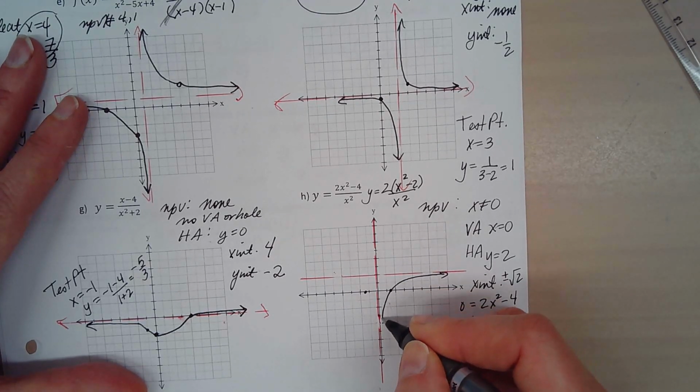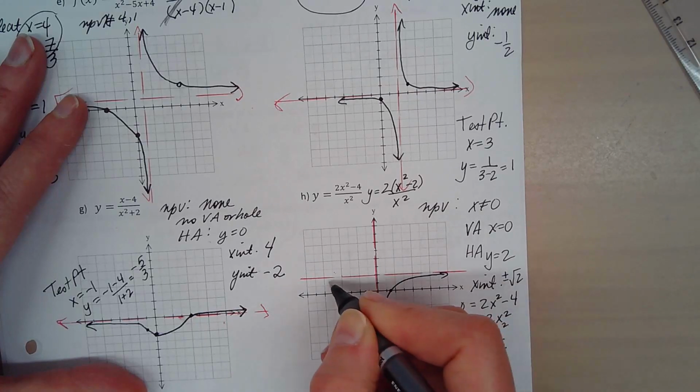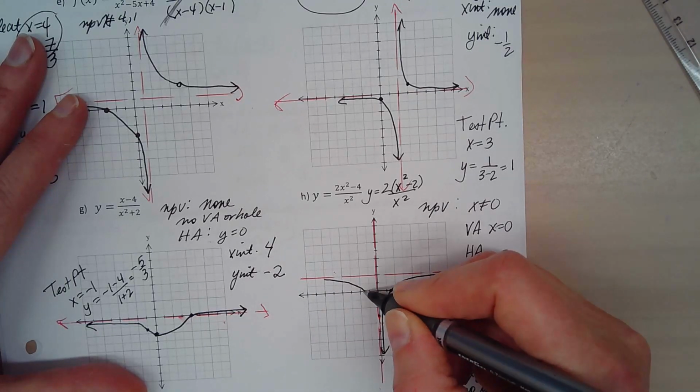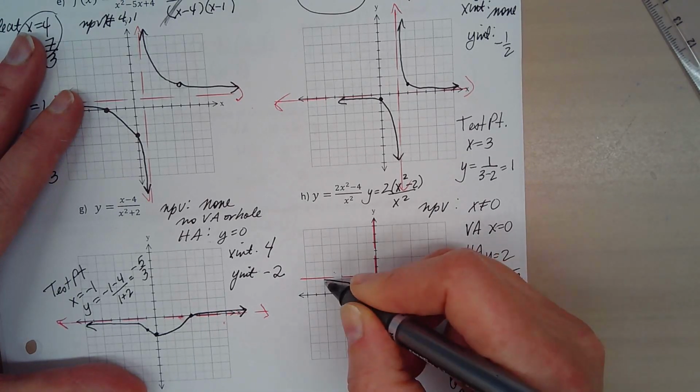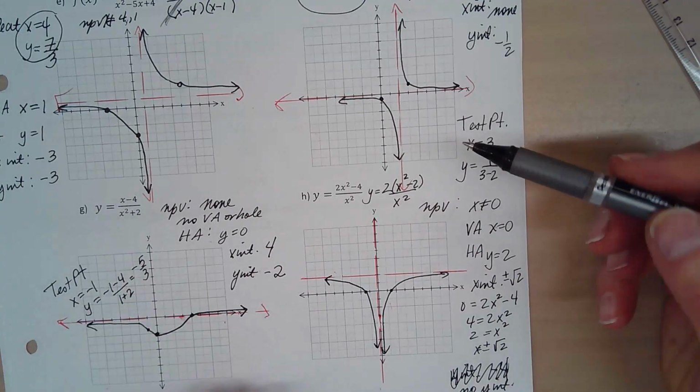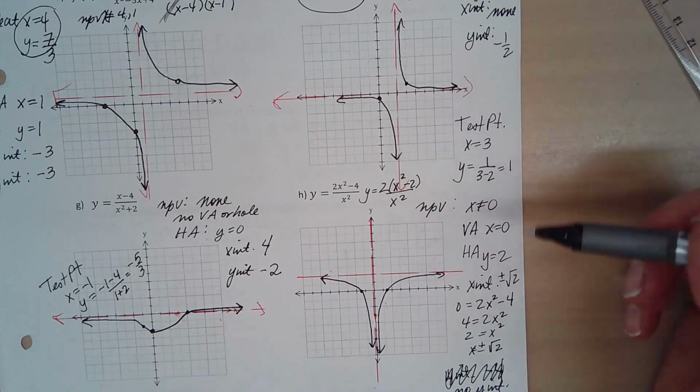Pretty much this, right? Let's go back to that y-intercept. I can't put a 0 in for x, right? Because I'd have x on the bottom. Okay.